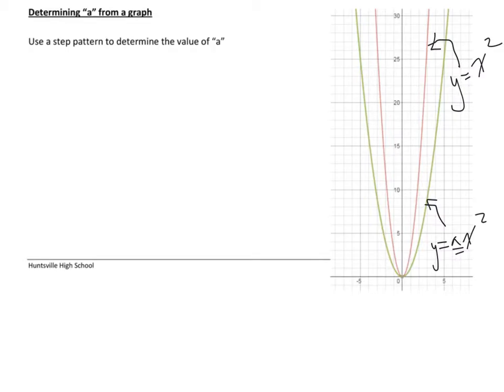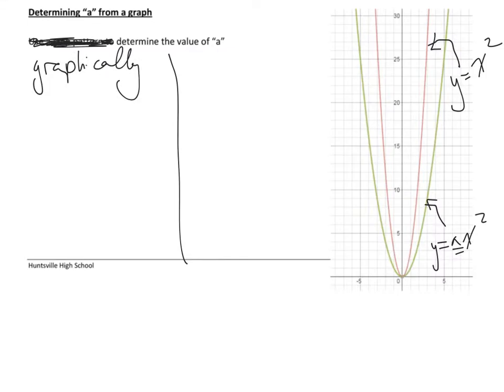So what we're going to do is use two different strategies. I'm not going to say step pattern, but let's just change this to determine the value of a. And we can do that two ways. I'll show you both and I'll weigh in with my own opinions after. So we can go with graphically or algebraically.